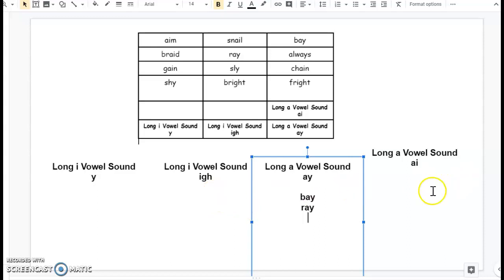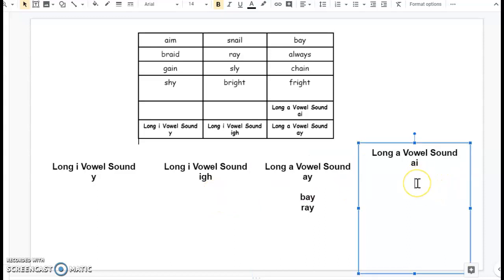Let's talk about the long A vowel sound, spelling pattern AI. A word that is spelled with AI is aim. If you're playing basketball, you need to aim for the hoop so that the basketball goes in the basketball hoop.